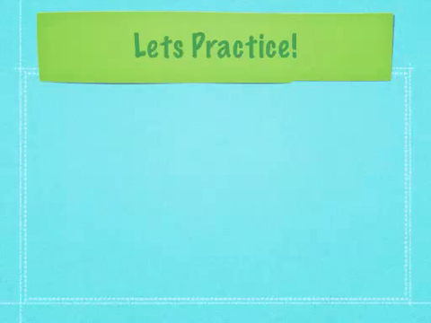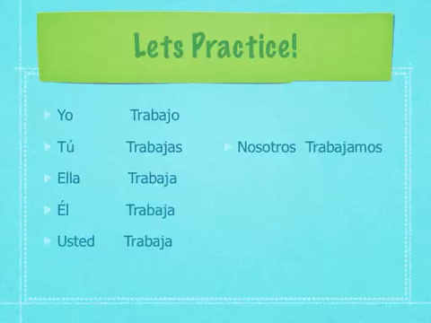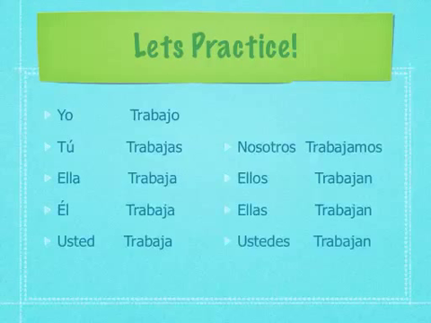So let's practice a little. So we have yo trabajo, tú trabajas, ella trabaja, él trabaja, usted trabaja. Remember, ella, él, and usted all end in A. We have nosotros trabajamos, ellos trabajan, ellas trabajan, and ustedes trabajan. Just like ella, él, and usted are the same, so are ellos, ellas, and ustedes. As you can see, we got the endings from the previous slides and added them to our verbs. So we take out the AR and add the appropriate ending according to the subject.